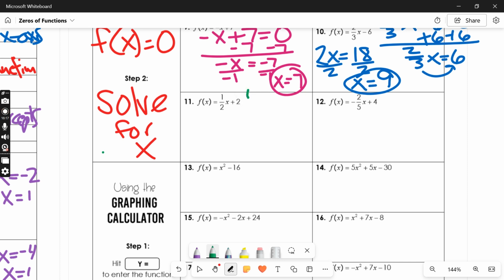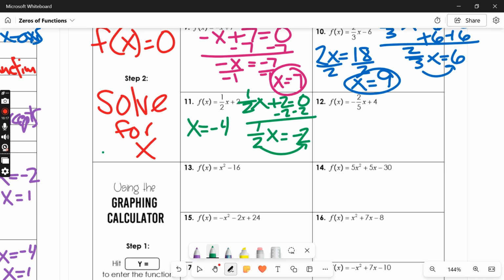Okay, I have 1/2 x plus 2 is equal to 0. I'm going to subtract 2. And 1/2 x is equal to negative 2. I'm going to multiply by 2, which means 1x, or x, equals negative 4. And 1x is the same thing as just x, so you don't have to write the 1.